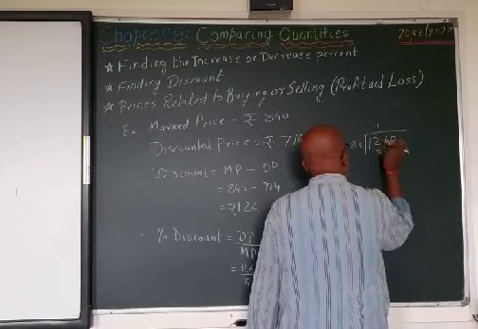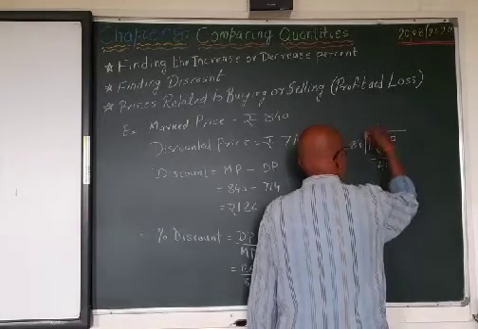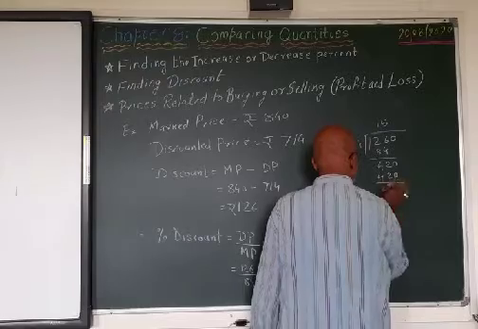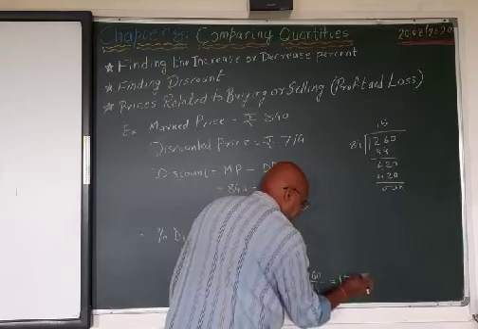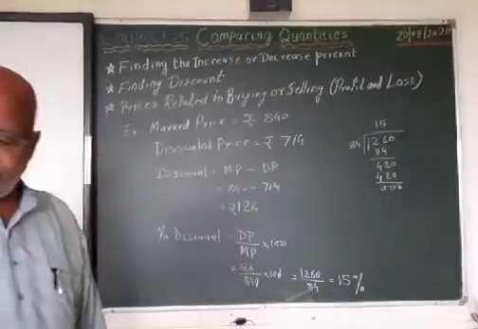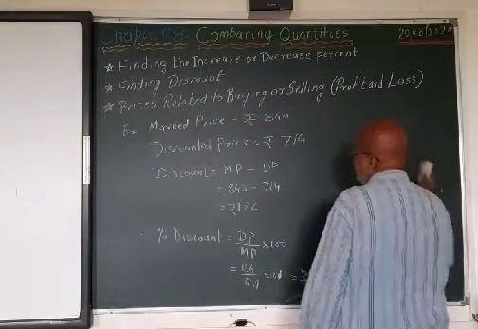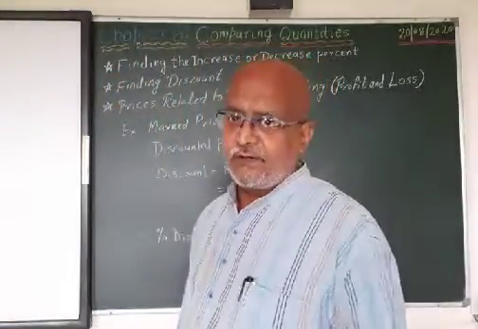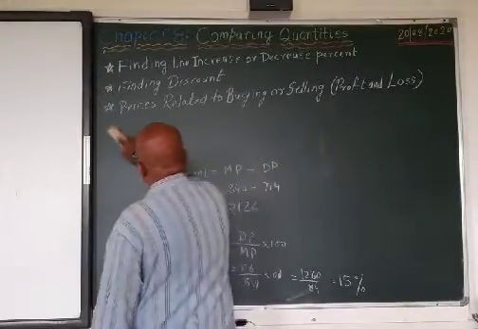84 times 15 is 1260. So how much does it come to? It comes to 15%. So the shopkeeper has given a discount of 15% on his commodity. This is the way we can find the discount percent from the mark price and the selling price, or discounted price.